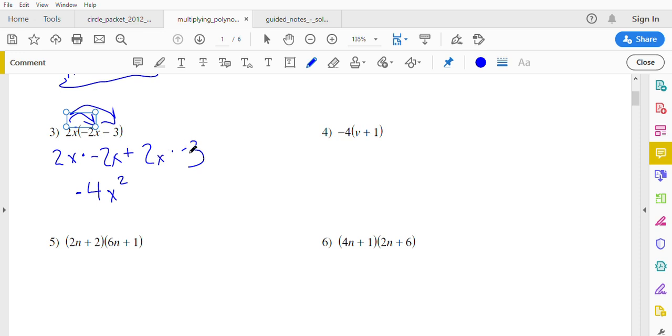And over here, I have 2x times negative 3. Well, that's negative 6, right? And I have 1x. All right? Okay, now we got to get into things.